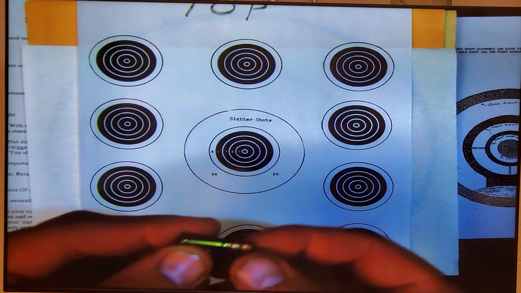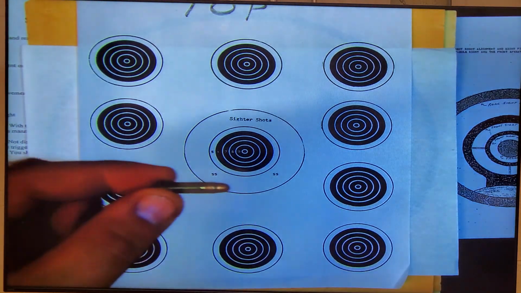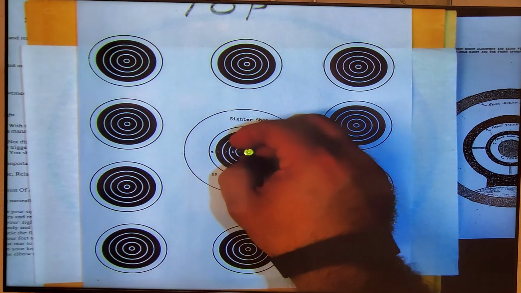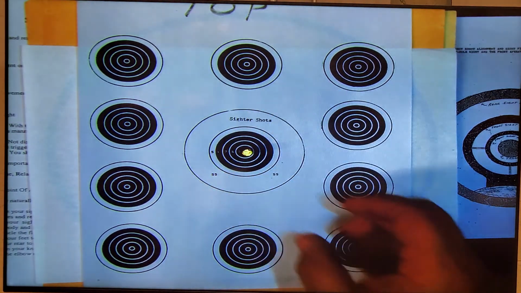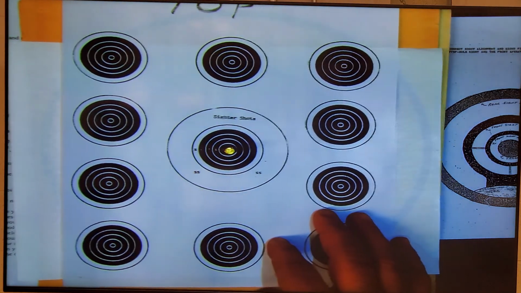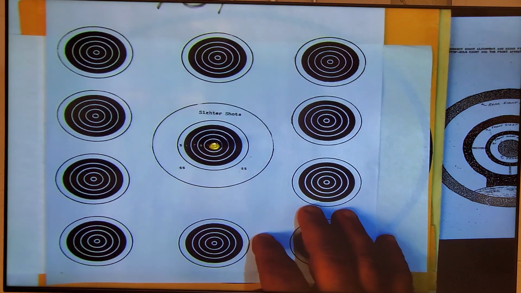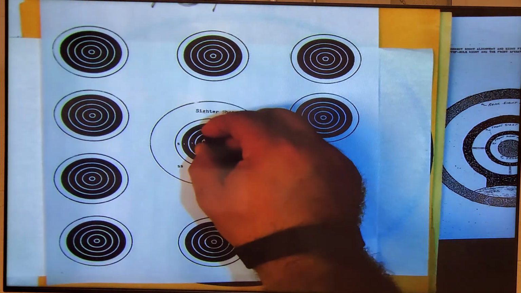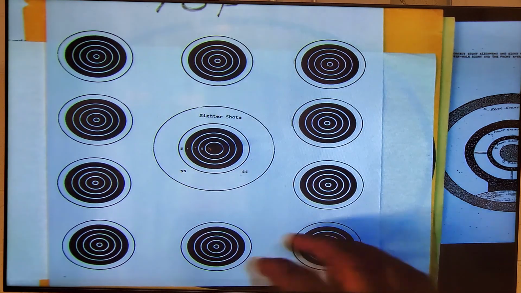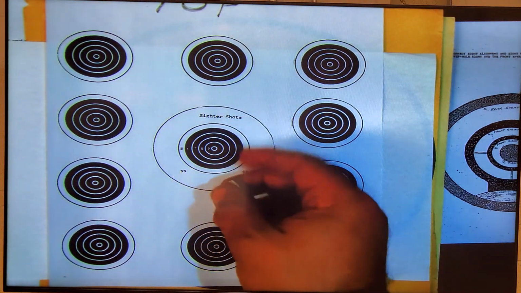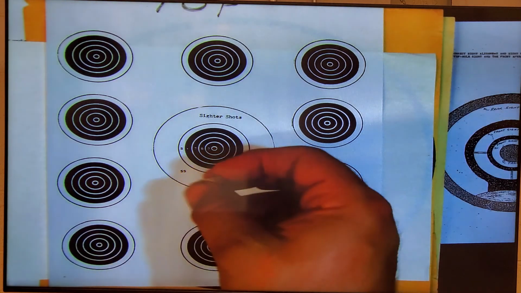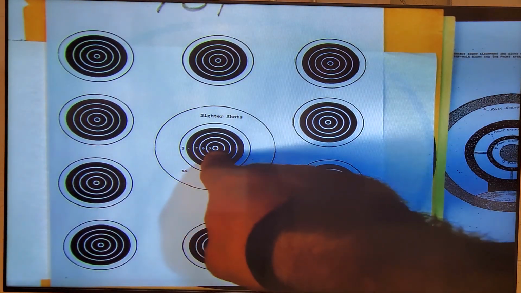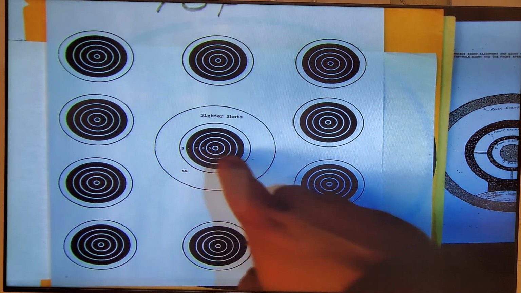All right, this is one of the cartridges you guys will be shooting in class. I'm going to stand this one up right here in the middle of that target. Notice it's pretty much the same diameter as the bullseye. The bullet you're shooting is the same diameter as the 10 ring that you're trying to hit. All right, and that may seem intimidating.